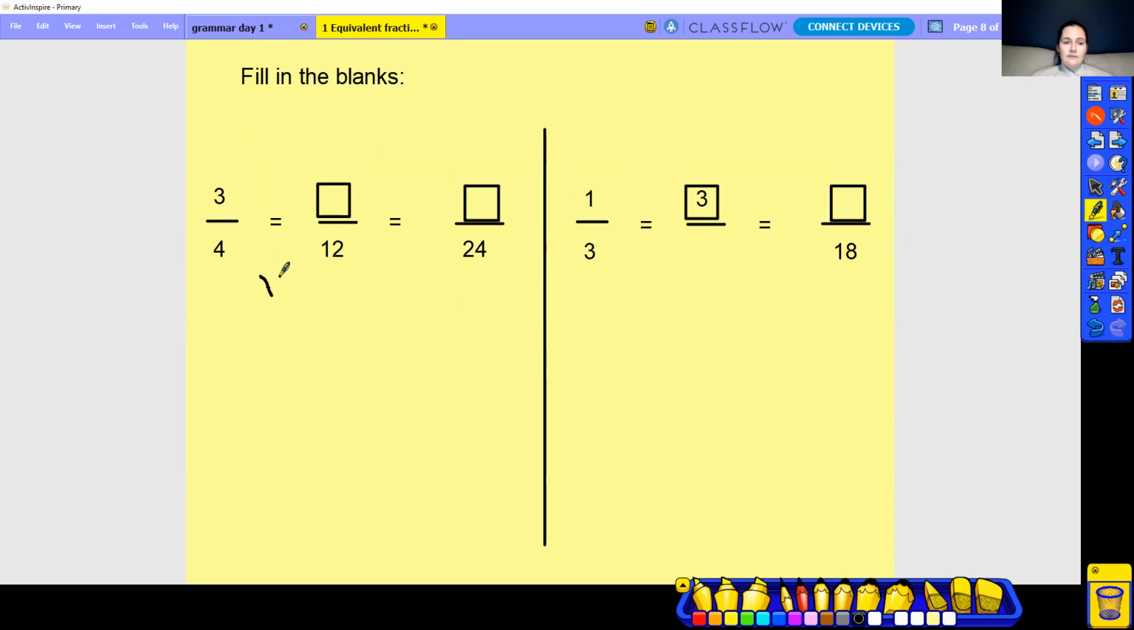So we know that we're timesing the 4 by 3. Again, apologize for my writing on the board. So we need to do the same to the numerator. So we times this one by 3. 3 times 3 gives me 9. Okay, so now we're looking, how do we get from the 12 to the 24? We've got 9/12, we're looking for an equivalent one, which has got 24. Well, we times the 12 by 2 to get to 24. 12 times 2 is 24, so we need to times the 9 by the same. So 9 times 2 is 18.